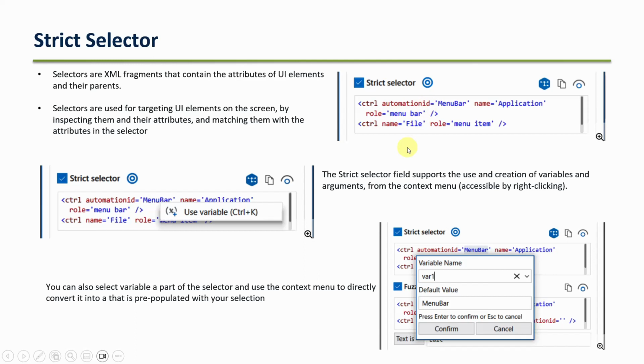Now what can you do in the selector screen? You can actually use variables, same as in the classic. By right clicking on it, you can also create a new variable at runtime, and you can again modify the selector with the help of UI Explorer, right? All the settings which you used in the classic are applicable to the modern as well, okay? Let's see that in action.